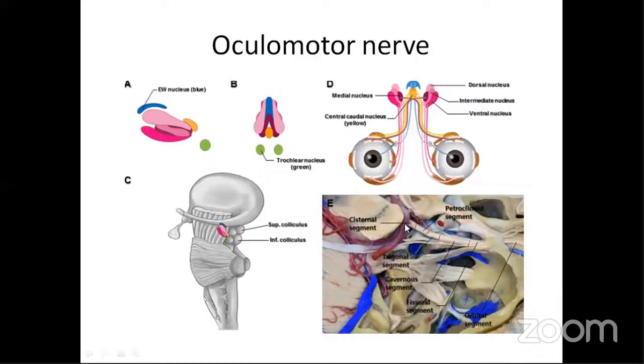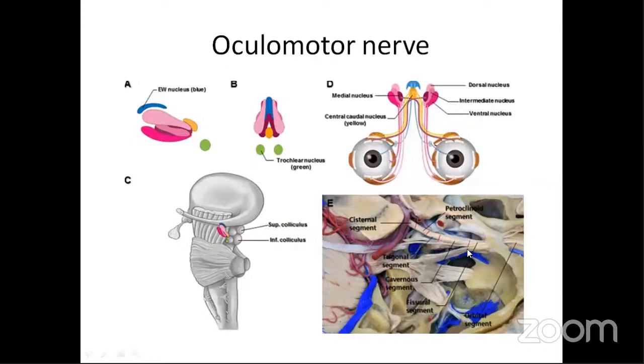seen superiorly. This is just showing the segments of the oculomotor nerve. This is a cerebral peduncle, and this is the interpeduncular area from where the oculomotor nerve is seen arising. Here, the cisternal segment. Then we have the petroclinoidal segment. And the third one is the trigonal segment, from where the oculomotor nerve goes into the cavernous sinus. So the part just behind the cavernous sinus is the trigonal segment.